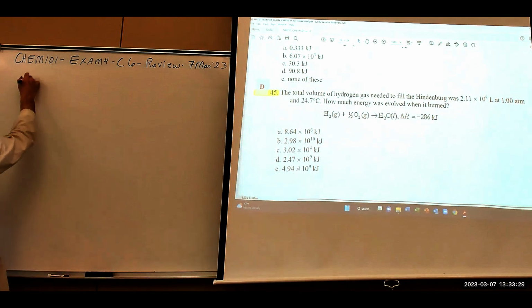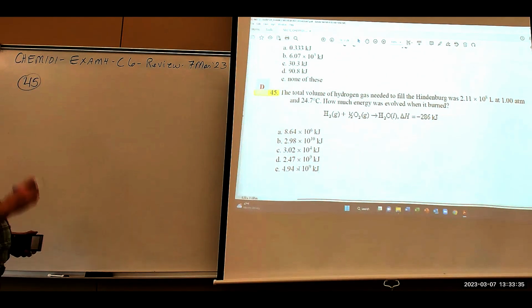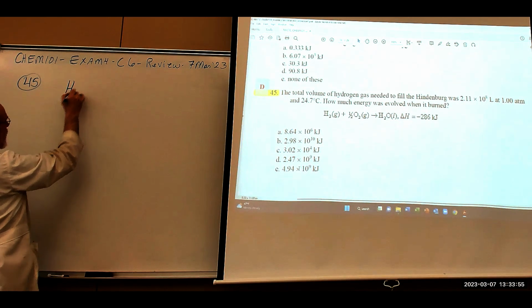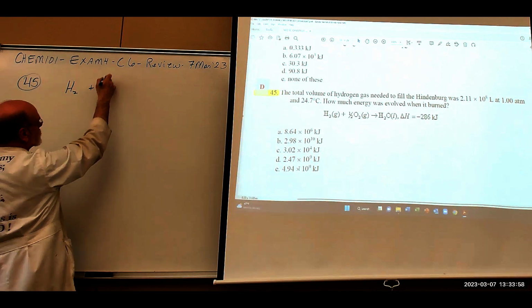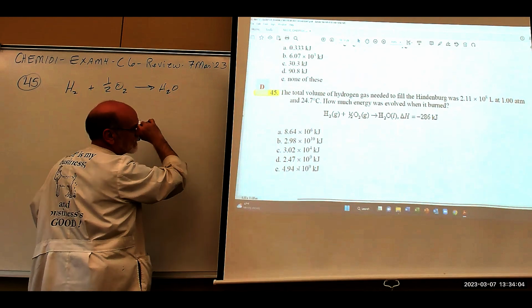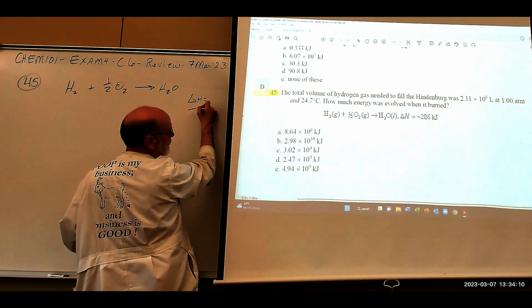Okay, 45. We're on time. We've got 10 minutes left. The total volume of hydrogen gas needed to fill the Hindenburg was 2.11 times 10 to the 8th liters at 1 atmosphere and 24.7 degrees. How much energy was evolved when it burned? Okay. So if the combustion reaction is this one, H2 plus half an oxygen yields water, and the delta H is negative 286 kilojoules.